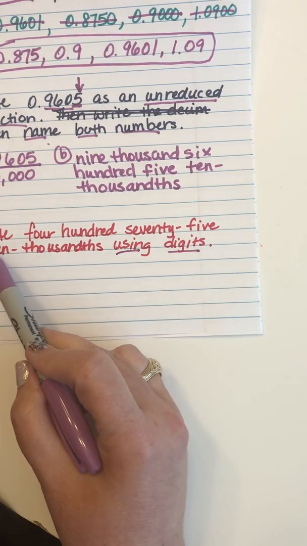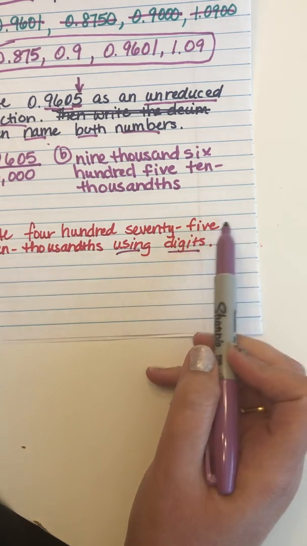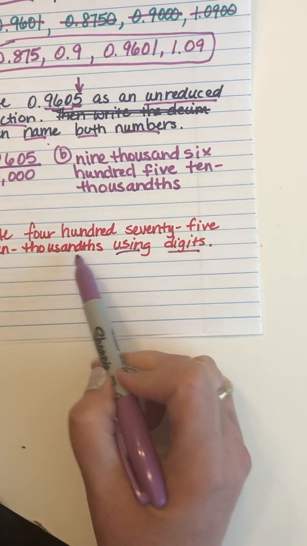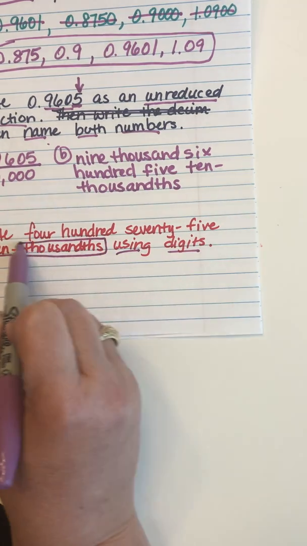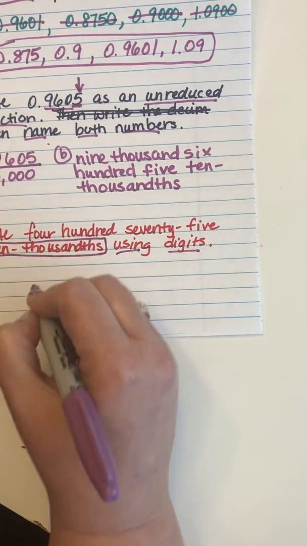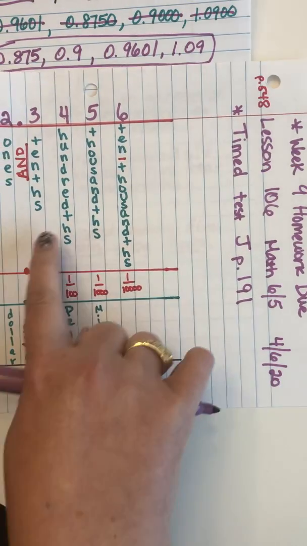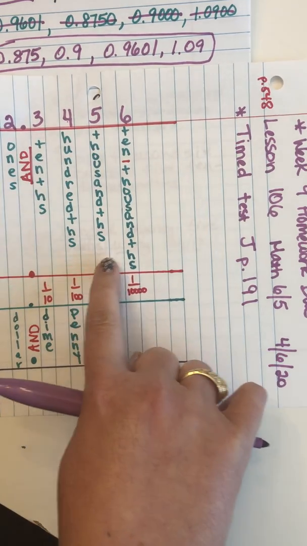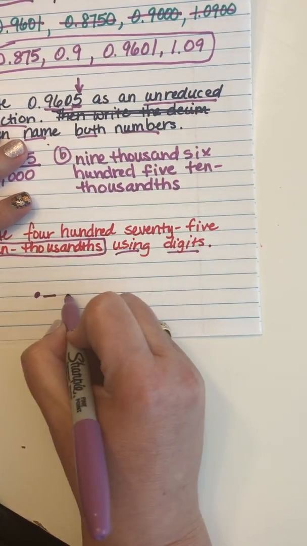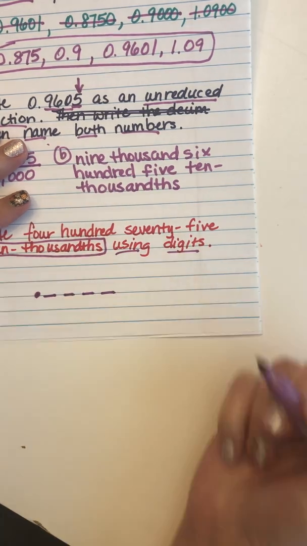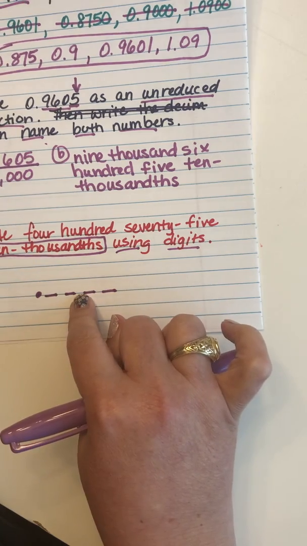So let's look at our words. Write 475 10,000ths using digits. Okay, well 10,000ths tells me my place value. So I know that I'm going to have some number that has 1, 2, 3, 4 decimal places. So I can make blanks for that. Okay, so that takes care of the 10,000ths piece.